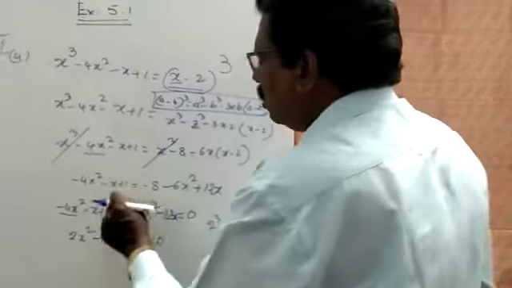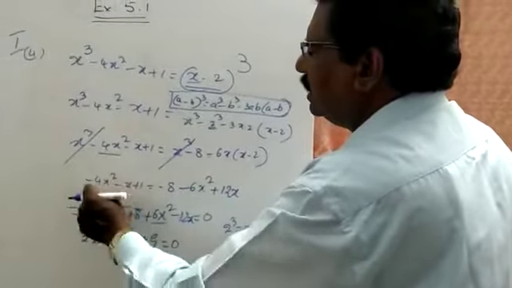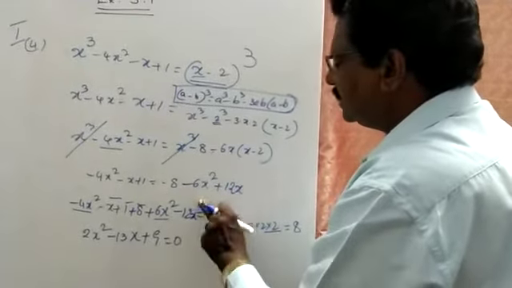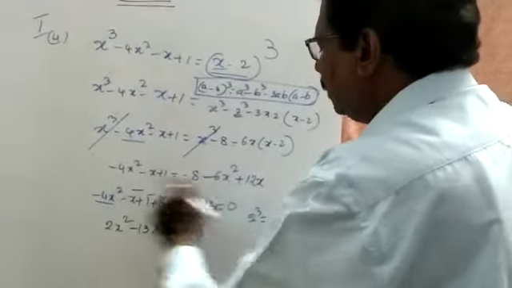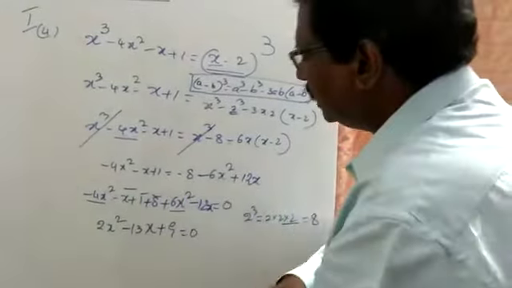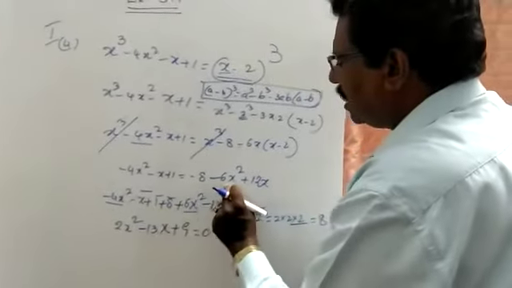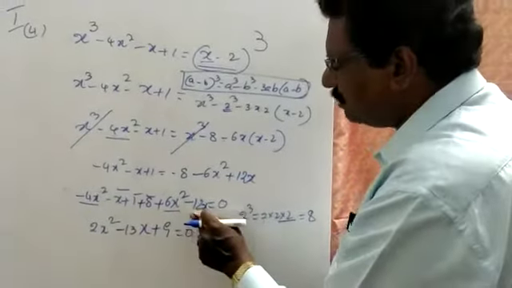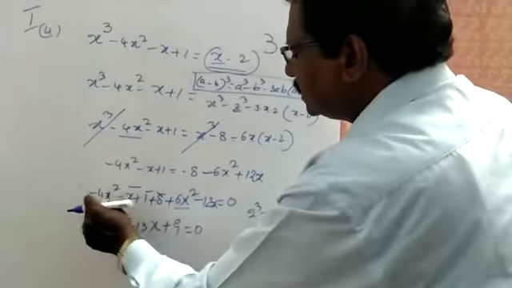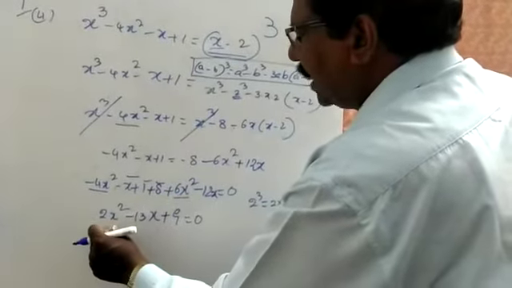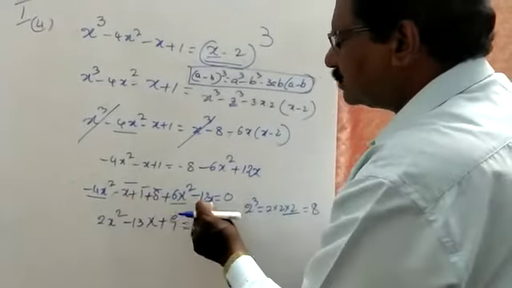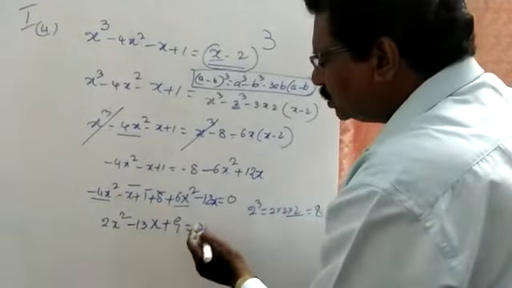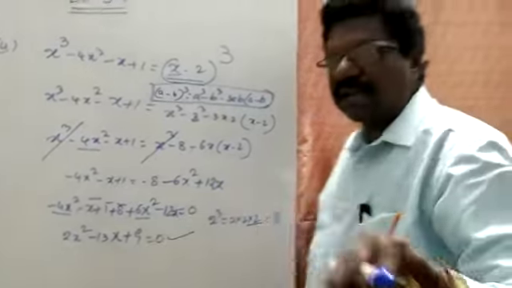Take right side, both the x cube will cancel here, remaining minus 4x square minus x plus 1, here minus 8 minus 6x square plus 12x. Take the right side, all the symbols will be changed. So minus 8 goes to plus 8, minus 6x square goes to that side, plus 6x square, plus 12x goes to minus 12x equal to 0. Minus 6x square plus 4x square remaining 2x square. Next again minus x minus 12x, minus 13x. Again remaining 9, plus 1, sorry 8 plus 1, 9. So how is it? This one becomes like a quadratic equation.